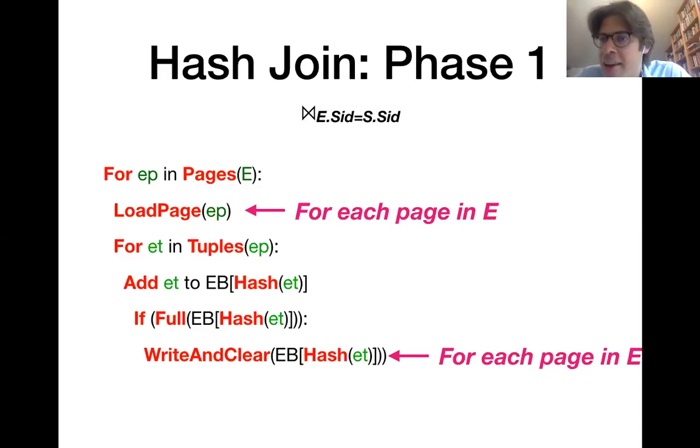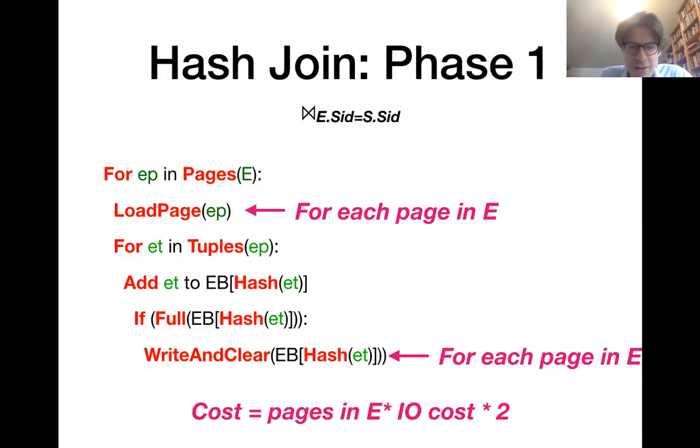Right? So we have said that we measure cost only by the number of pages that have been read or written to and/or from hard disk. Right? So in this case, the cost is simply 2 times the number of pages in the table that we are partitioning. Now here I'm partitioning the enrollment table.